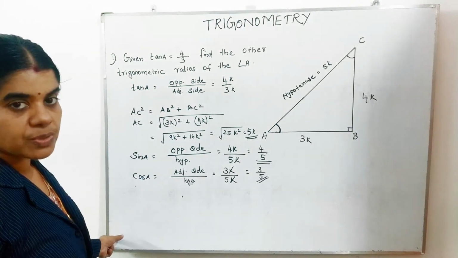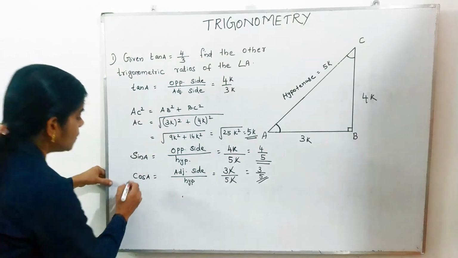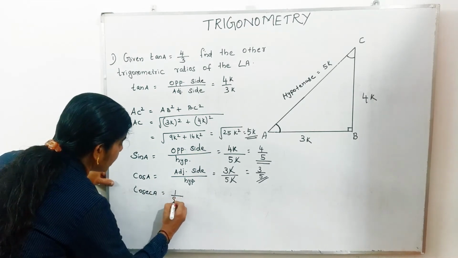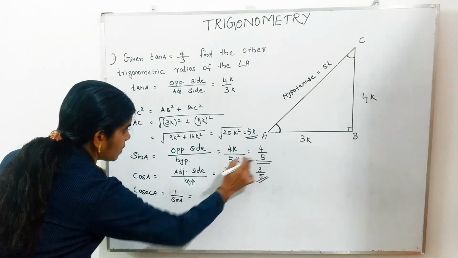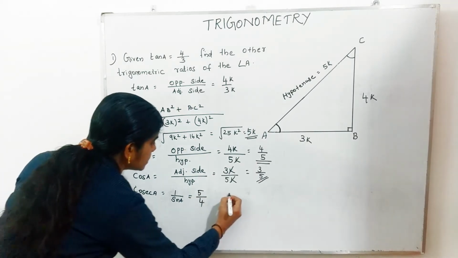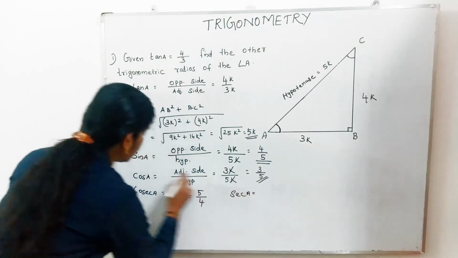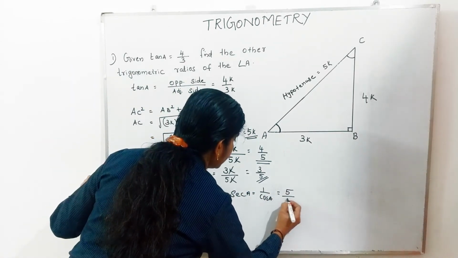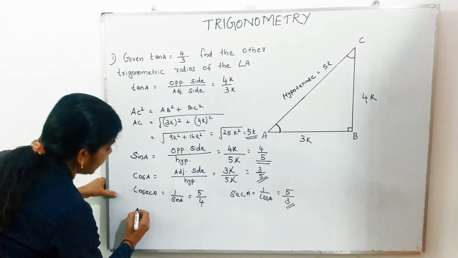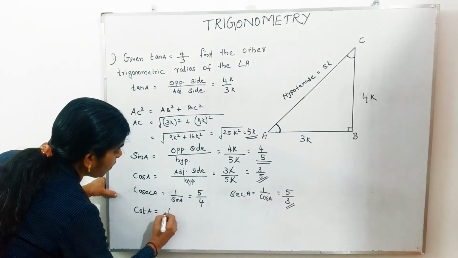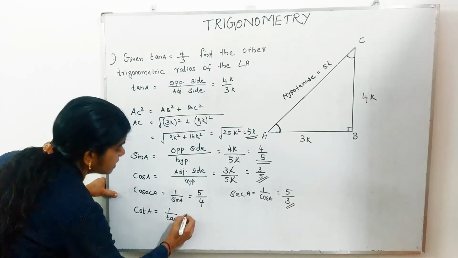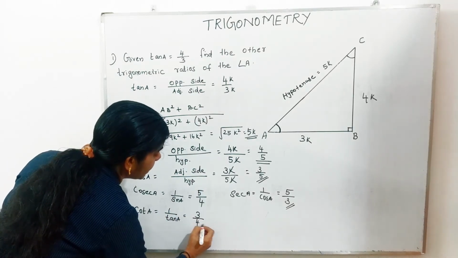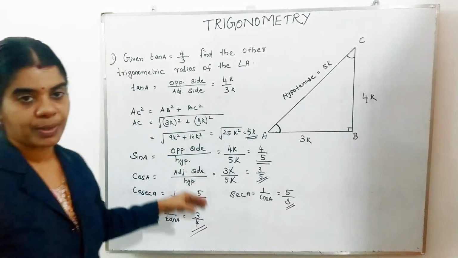Next three trigonometric ratios will be its reciprocals. So cosec A is equal to 1 by sin A. Its reciprocal means 5 by 4. Sec A is equal to 1 by cos A, that is equal to 5 by 3. Next, cot A. Cot A is equal to 1 by tan A. Tan A is already given as 4 by 3, so cot A will be 3 by 4. These are the other trigonometric ratios.